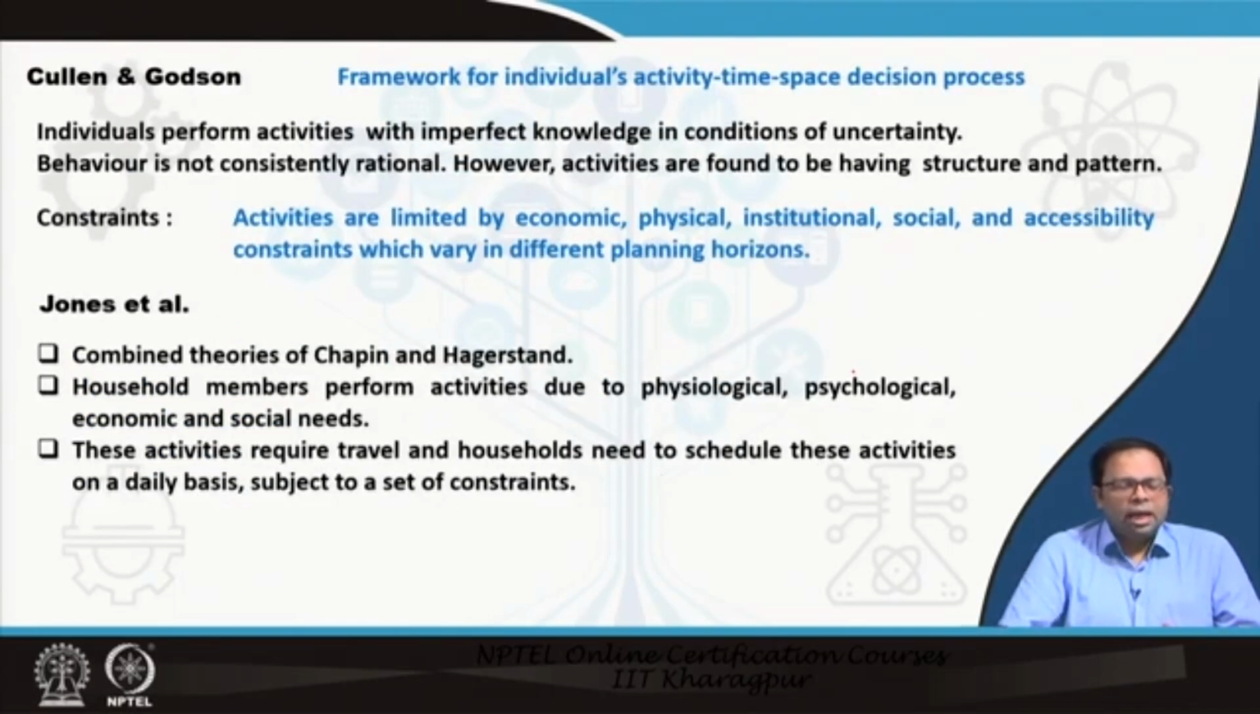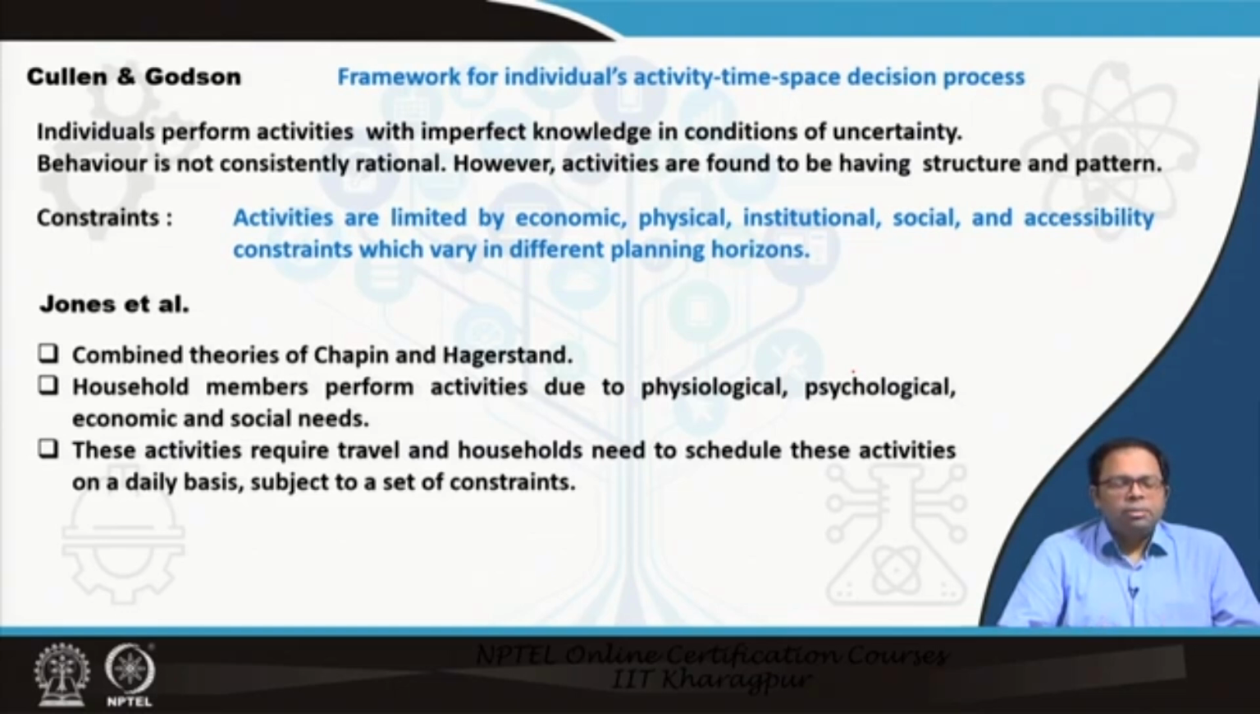Then Cullen and Godson were the first to give a framework for individuals' activity time space decision process. They said that individuals perform activities with imperfect knowledge in conditions of uncertainty, that means people do not know all the things and they perform their activities with imperfect knowledge, and the behavior is not consistently rational. People do not do the exact same thing every day, but at the same time activities are found to have a certain structure and pattern. So, even though there is variability, there is uncertainty, there is imperfect knowledge, there are still certain structures and patterns in the way a person does his activities, and that actually could be determined.